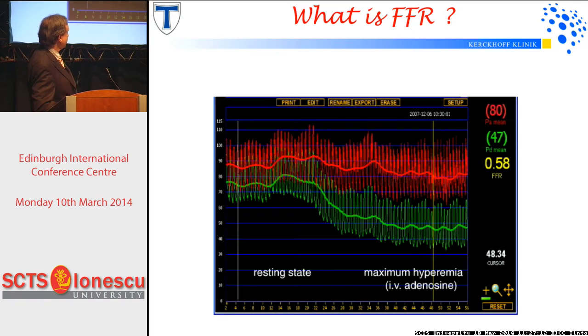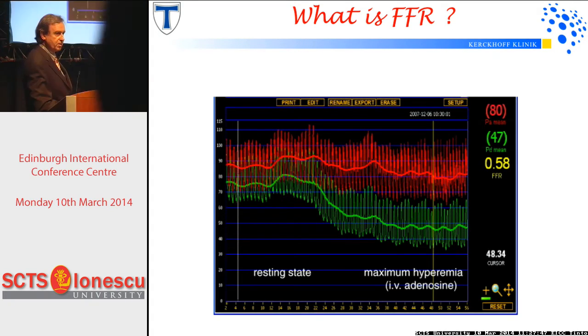This is how it's measured in the cath lab. You see here an original tracing. The red line here is the pressure proximal to this lesion, and the green line is the pressure that's measured distal to the lesion. Then what you do is you give the patient adenosine to get maximal hyperemia in this artery, and you see that this pressure gradient drops, and in this case it's 0.58. So it's a highly significant lesion in this patient, and this lesion then is linked to outcome.